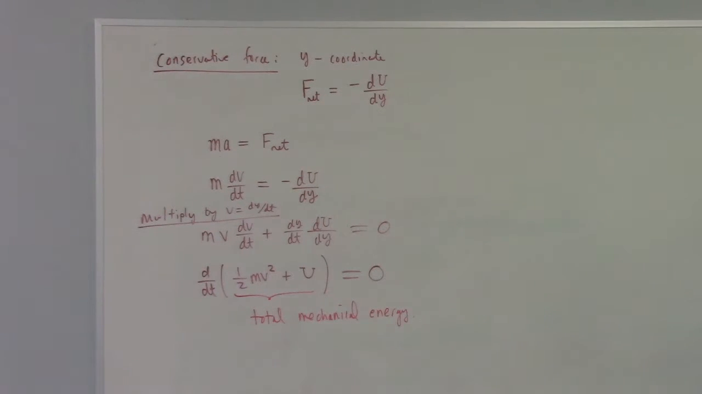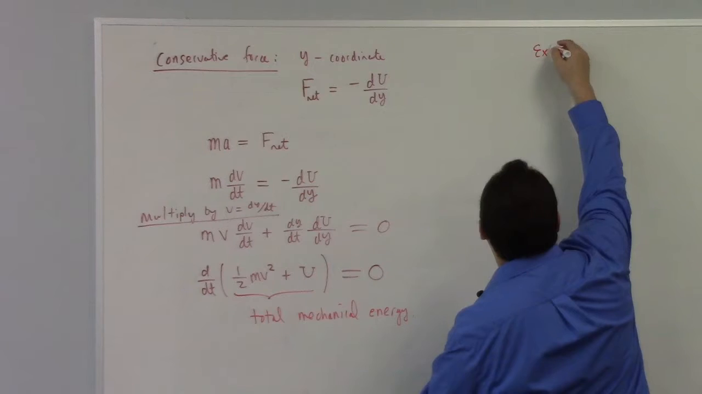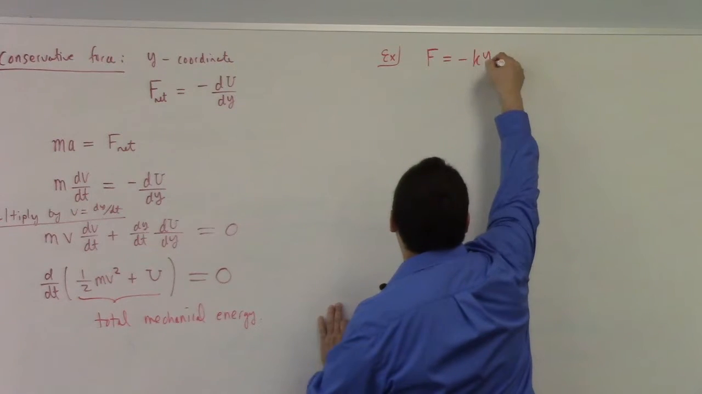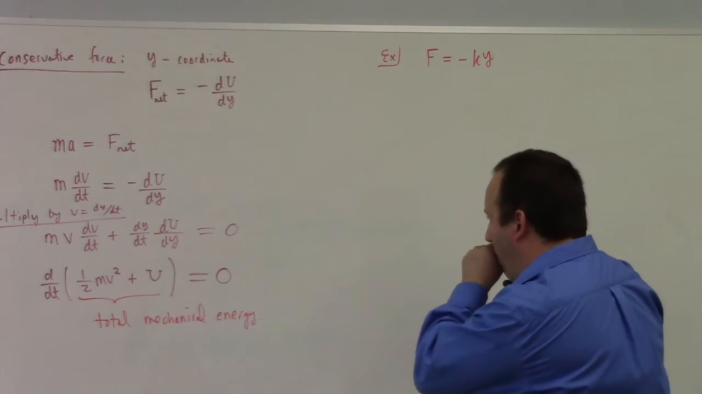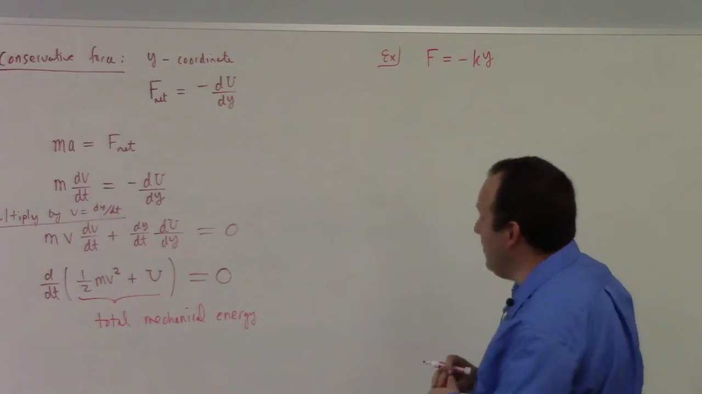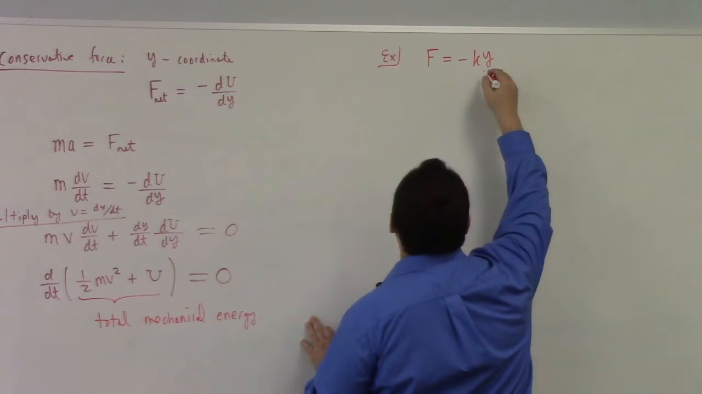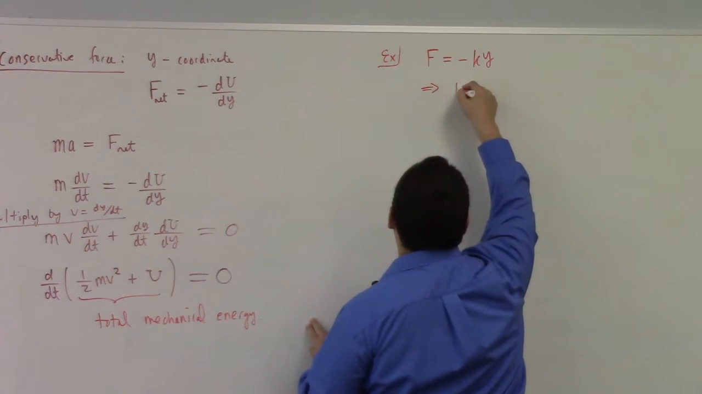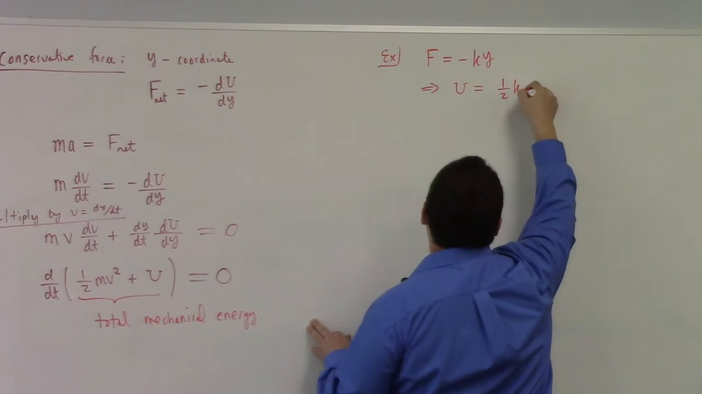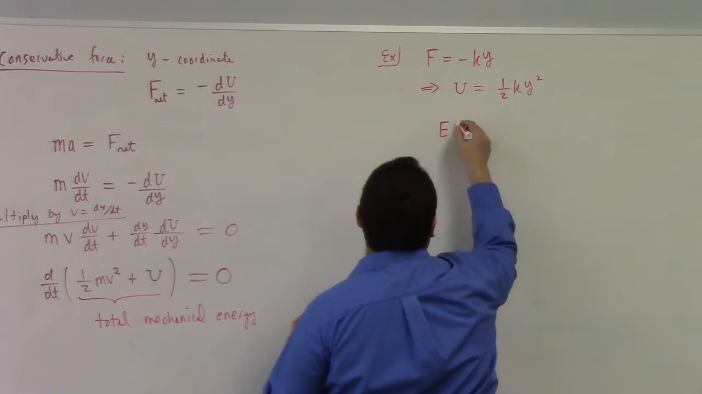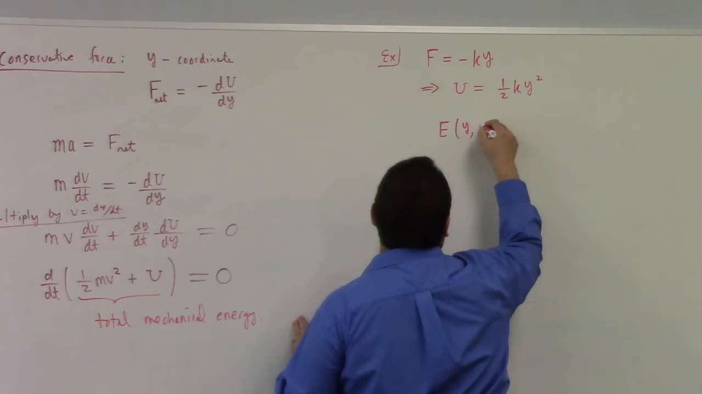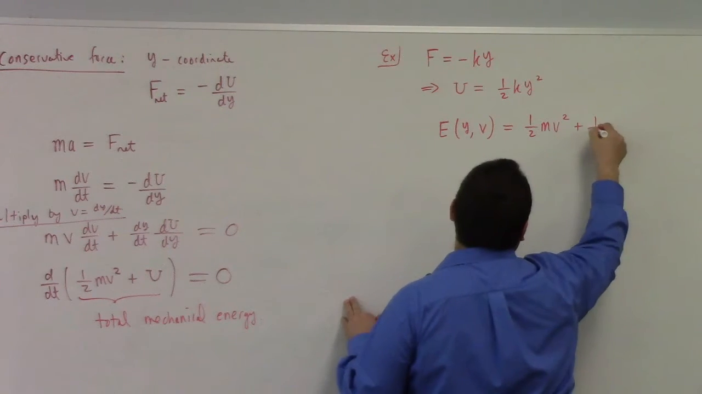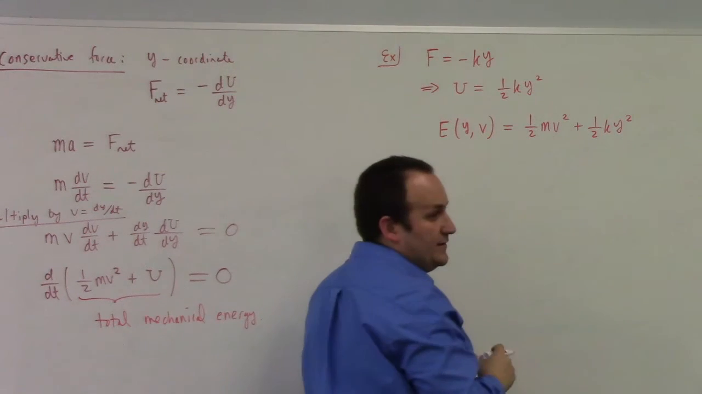Let me see if I can use this as an example to show you how we can use it to solve a differential equation. How about Hooke's law, F equals minus ky? We'll use y just to be consistent with the section. Okay, so if that's the force, then that means that my potential, u, is 1/2 ky squared, right? So my energy as a function of y and the velocity v is what? It's 1/2 mv squared plus 1/2 ky squared, right?